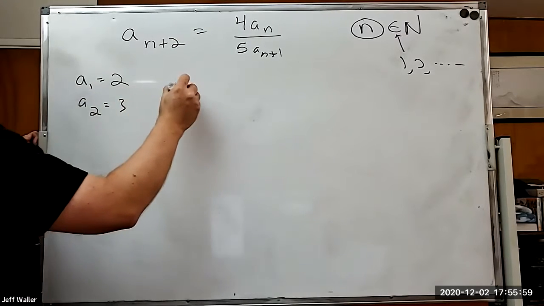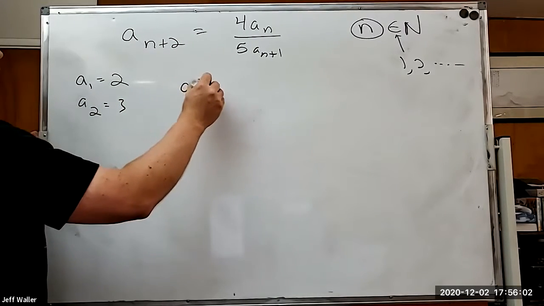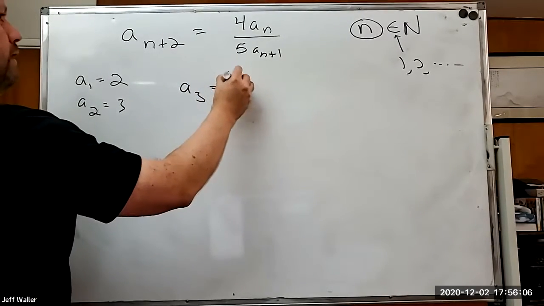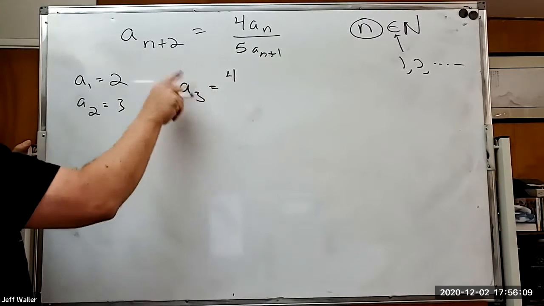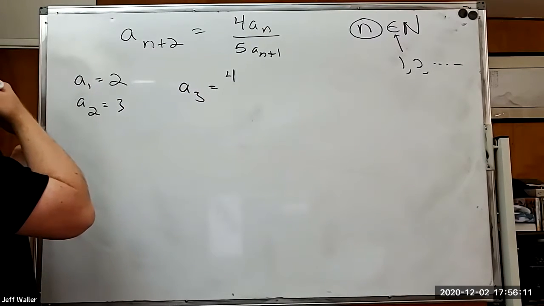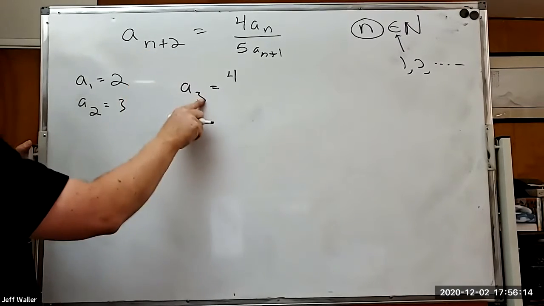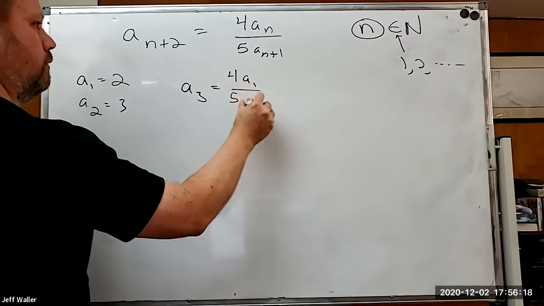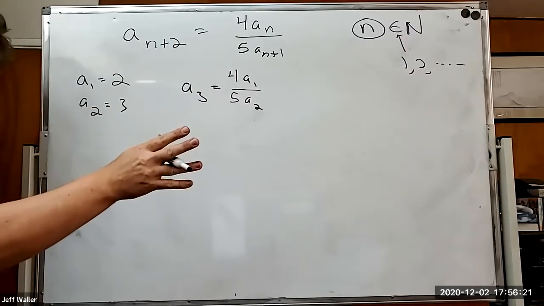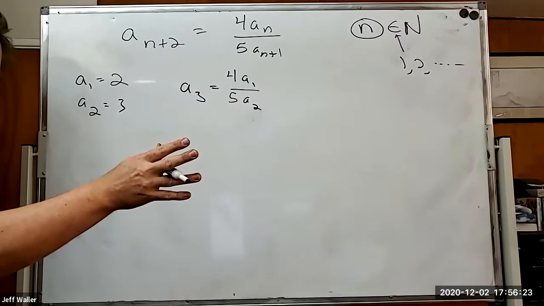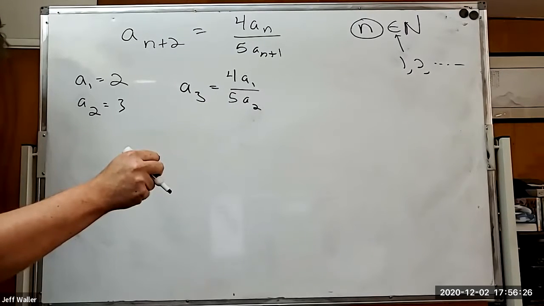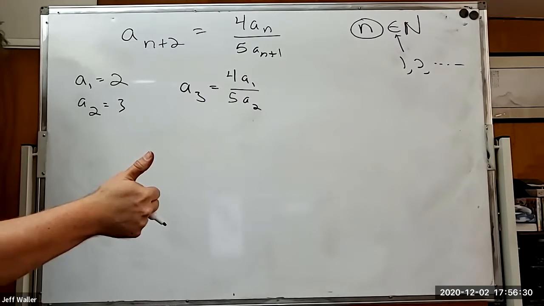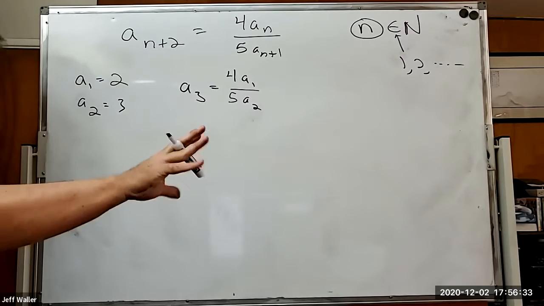All right. So now I can do A3. And just going right along with this, what is N in this case? If I want A3, what's N? 1. 1. All right. So now I know what to put there and there. Is everybody with me? You guys okay? All right.